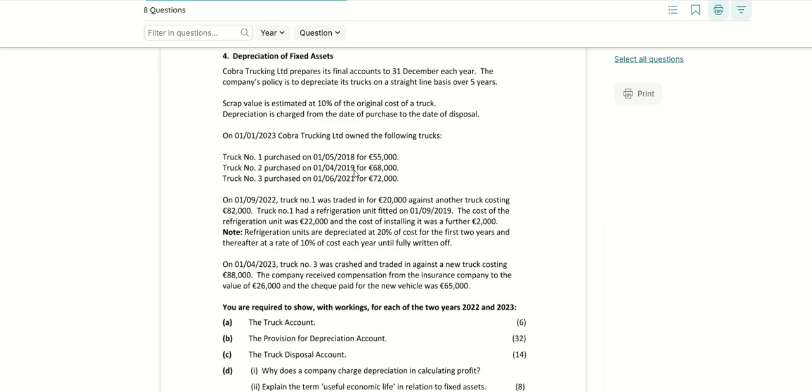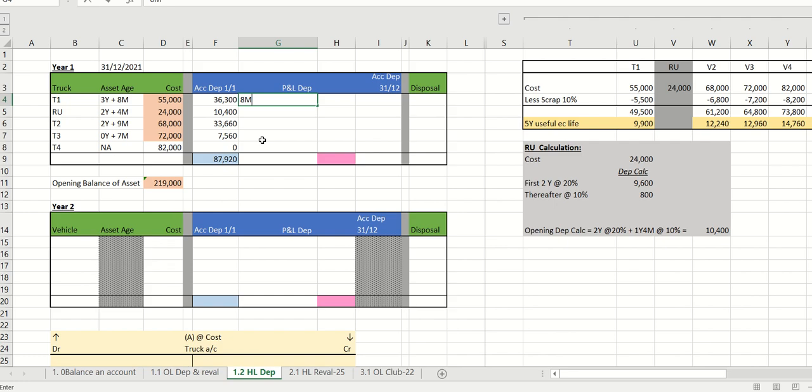Okay, now we're on what happened during year one. So our year one story is inside here. On the 1st of the 9th, truck one was traded in against a new vehicle. So truck one we had for the first 8 months: January, February, March, April, May, June, July, and August, 8 months. The RU we had for 8 months because that's attached to truck one. And then we bought truck four, traded in against a new truck four costing 82,000. So we would have had that for 4 months. So we're going to have 8 months here, 8 months here, and 4 months here for this one.